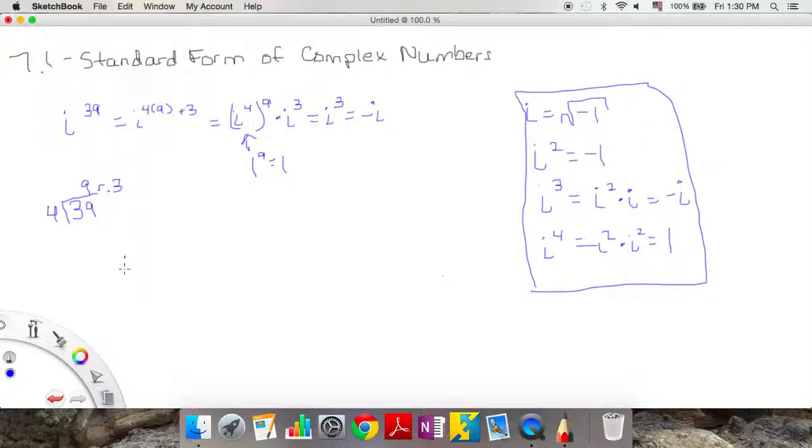Let's try one more just to make sure we've got it. i to the 86th power. Well, we take that and we say 86 divided by 4, and we get 21 with a remainder of 2. So that means we have i to the 4 times 21 plus 2. So that's i to the 4th to the 21st times i squared, which is just i squared or negative 1. So that should be review.